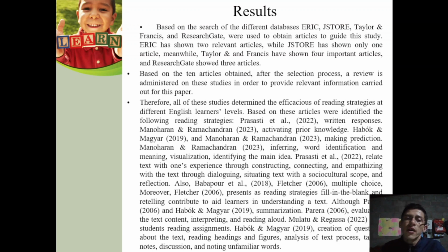And therefore, this study determines the efficiency of reading strategies at different English learner levels. Based on these articles, I identified the following reading strategies: reading responses, activating prior knowledge, making predictions, inferring, word identification and meaning, visualization, identifying the main idea, relating the text with one's experience through constructing, connecting, and empathizing with the text through dialoguing, situating the text within a sociocultural scope, and reflection.